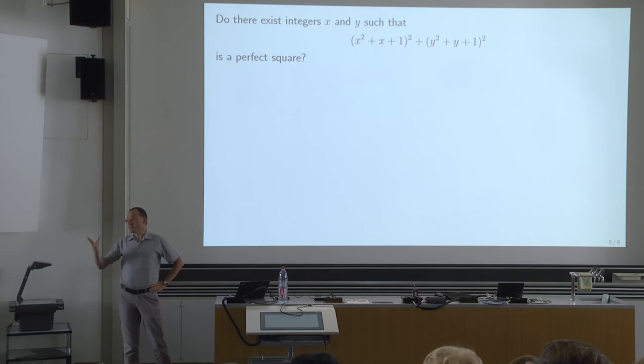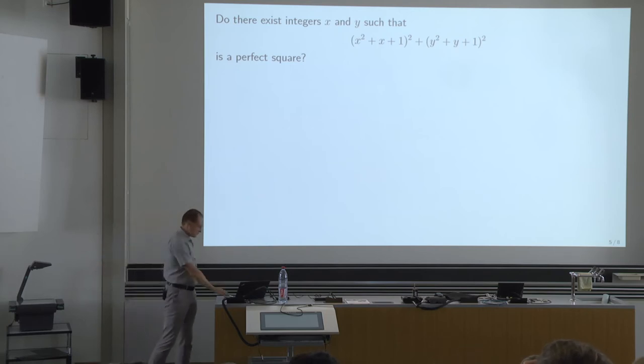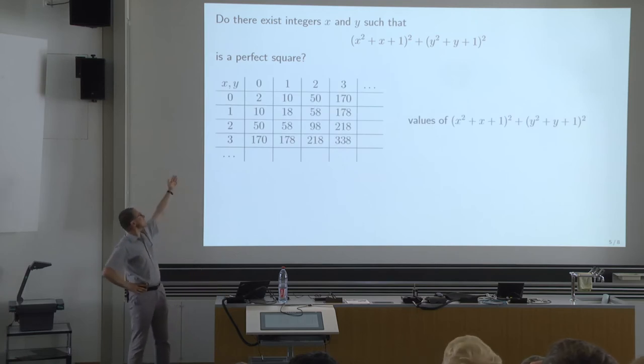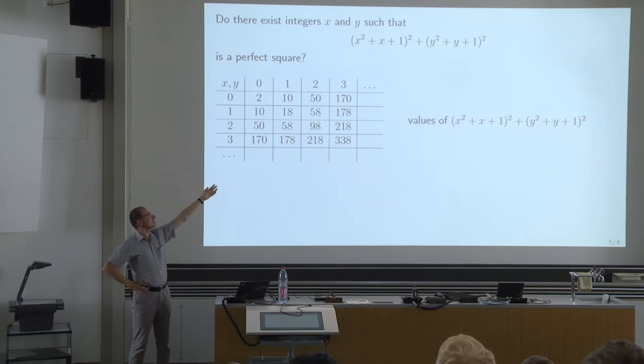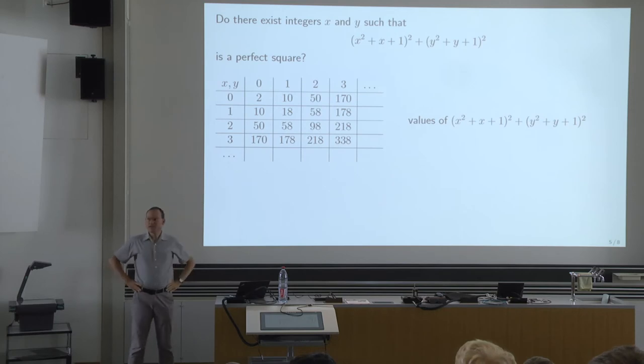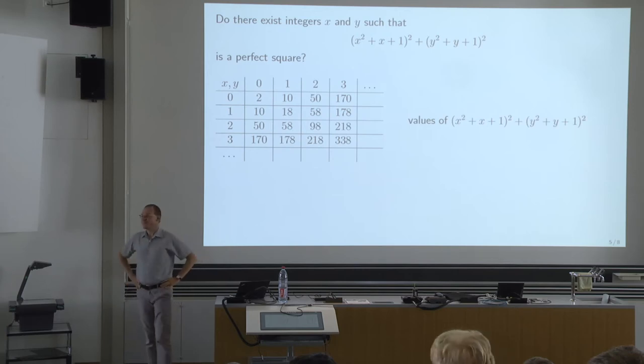I know what some of you are thinking about. You're trying out some values. So let me save you some work. Here are some values of this complicated expression. When x and y are both zeros, you get 1 plus 1, 2. When x is 0, y is 1, you get 1 squared plus 3 squared, you get 10. When x is 2, y is 3, you get 218, and so on. These are some values. This is your data. Look at the data now.